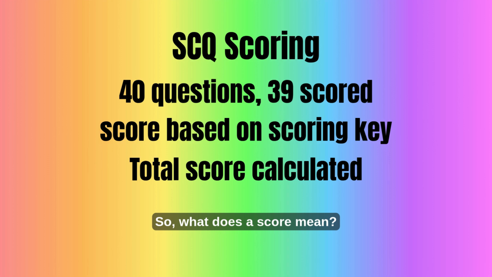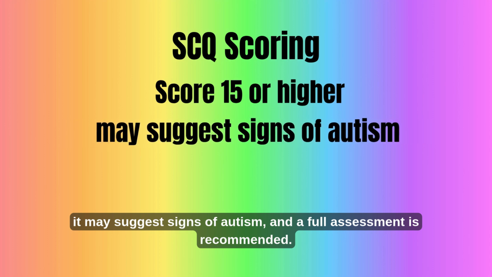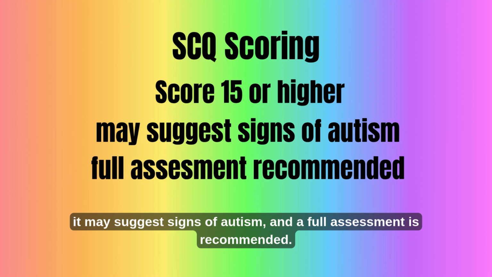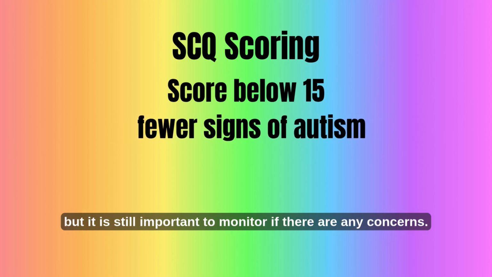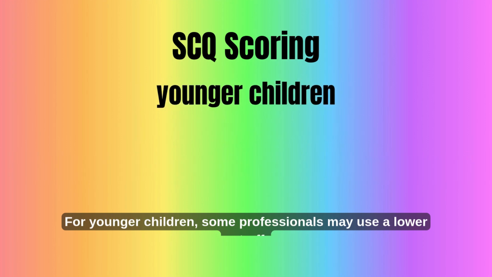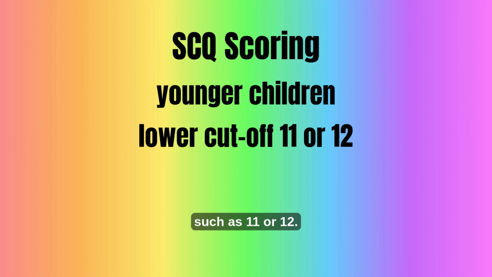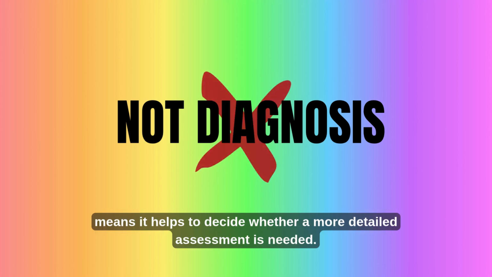So, what does a score mean? If the score is 15 or higher, it may suggest signs of autism and a full assessment is recommended. If the score is below 15, it usually means fewer signs, but it is still important to monitor if there are any concerns. For younger children, some professionals may use a lower cutoff such as 11 or 12. However, it is important to remember that the SCQ is not a diagnostic tool. It is only a screening tool, which means it helps to decide whether a more detailed assessment is needed.